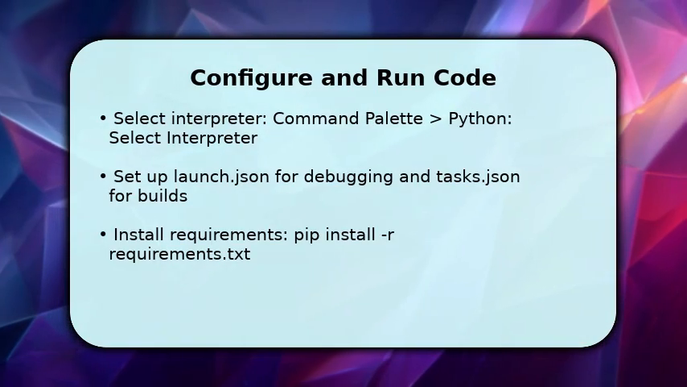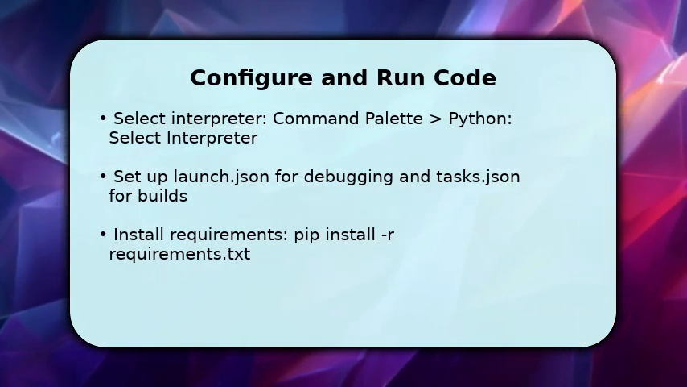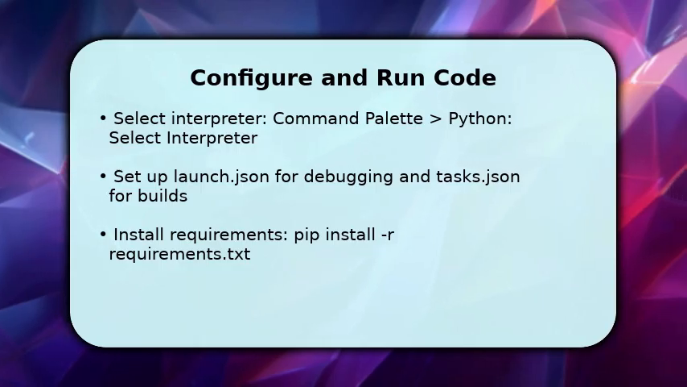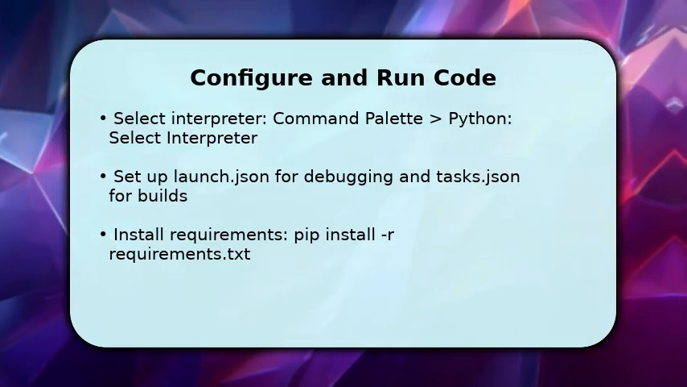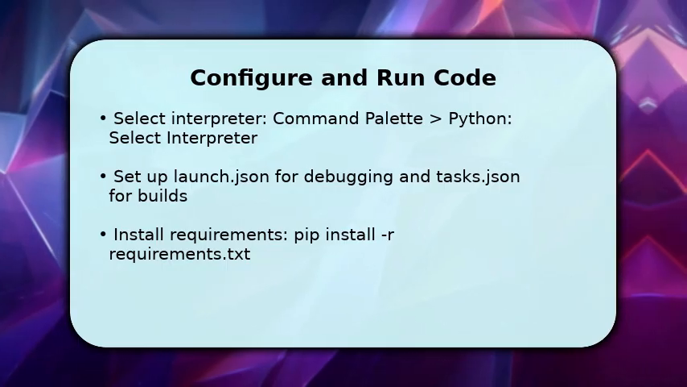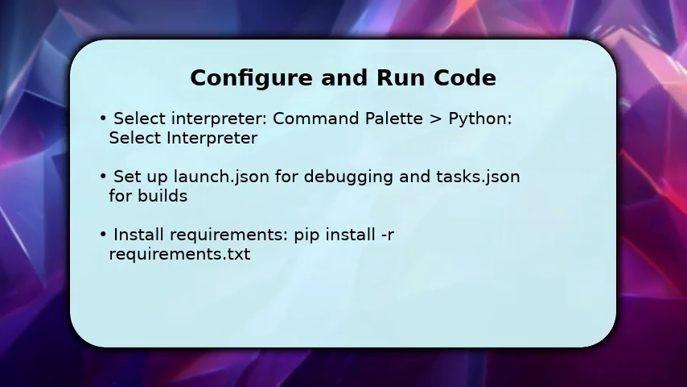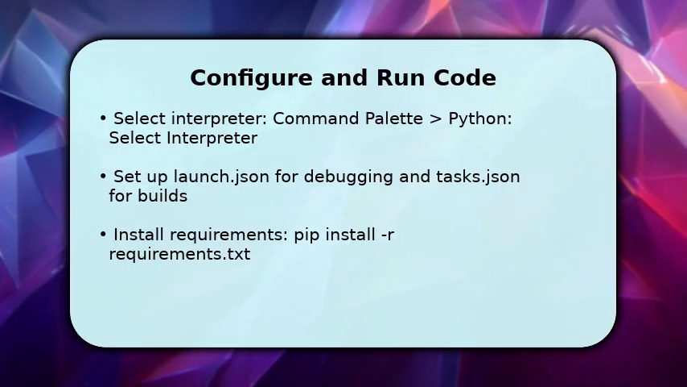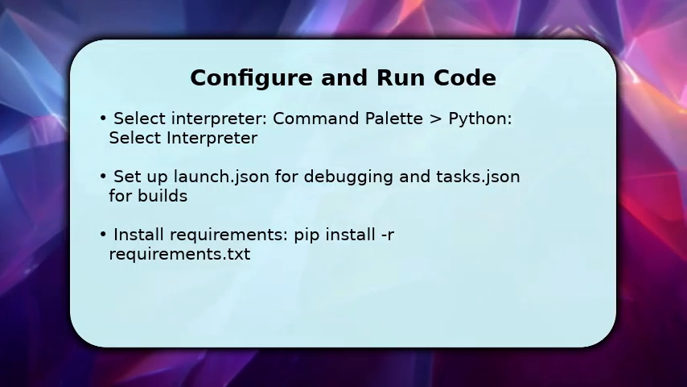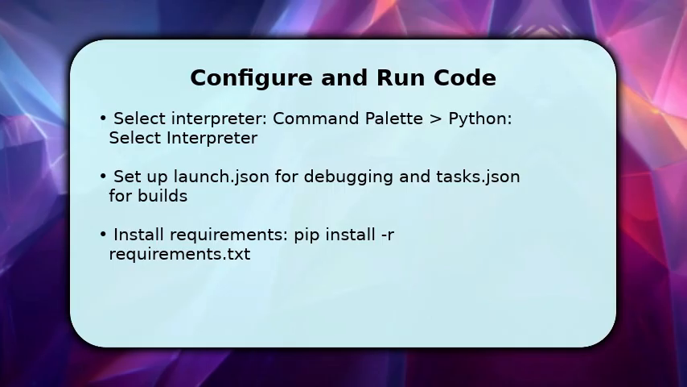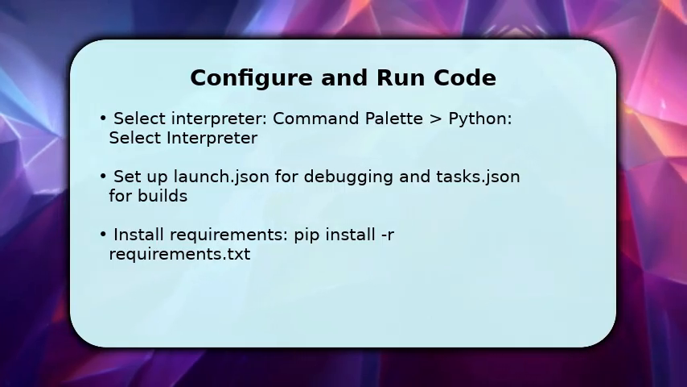Next, you configure execution and debugging. Use the command palette to select the venv interpreter. That ensures run and debug use the same Python. Then create or edit launch.json to set program, args, and console types so breakpoints behave predictably. Configure tasks.json if you want shortcut builds or test runs.